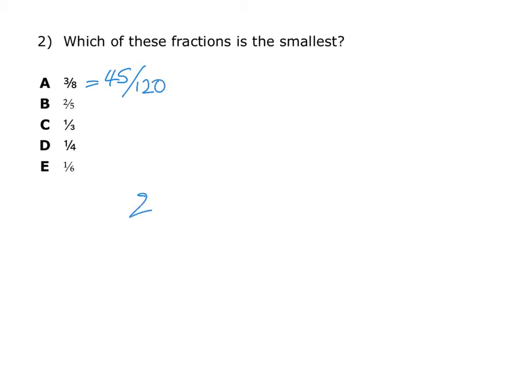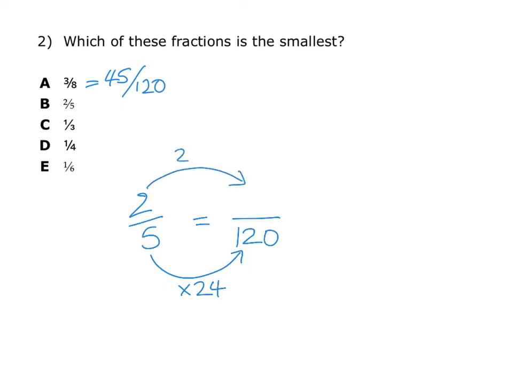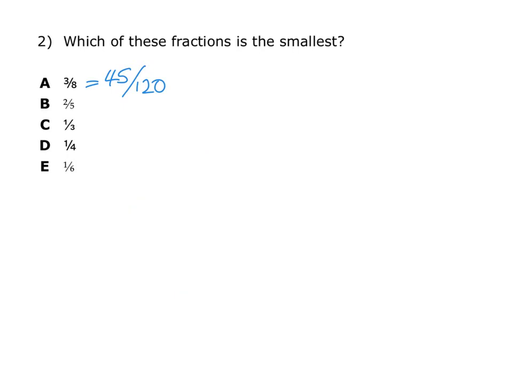Now I'm going to convert my 2/5 into 120ths. And what did I do to 5 to turn it into 120ths? I multiplied it by 24. So I must do the same to the numerator, and 2 times 24 is 48. So 2/5 becomes 48 120ths.